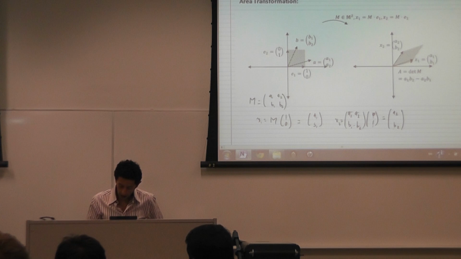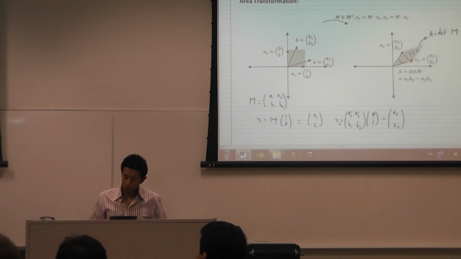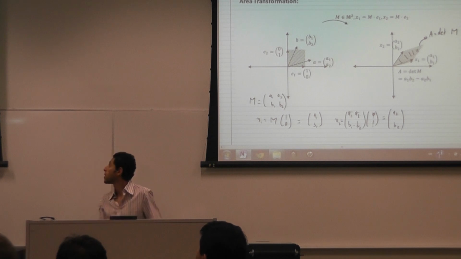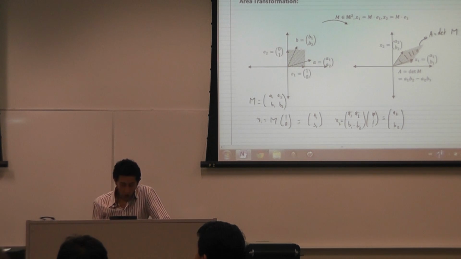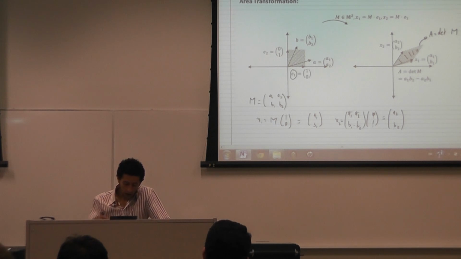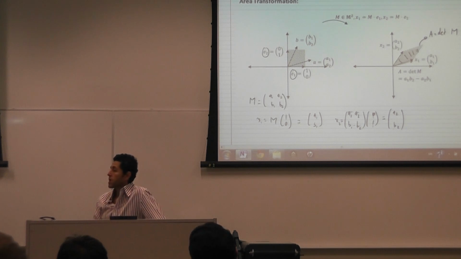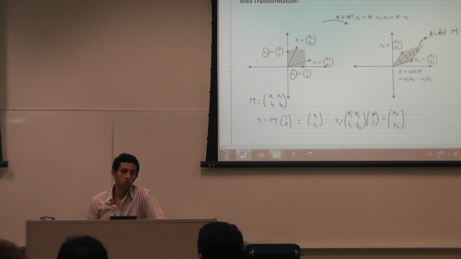The area here is in fact equal to the determinant of M, because the area here is equal to A1 B2 minus A2 B1. And so the determinant of M tells me how the original square area between the original basis vectors transforms under the matrix M. So it gives me a measure of how area transforms in R2.